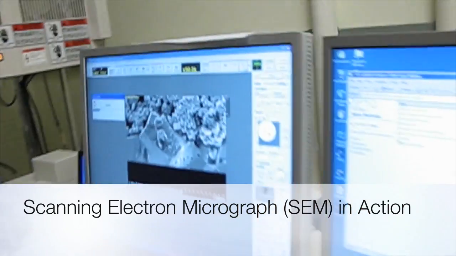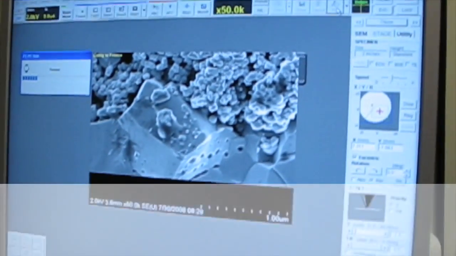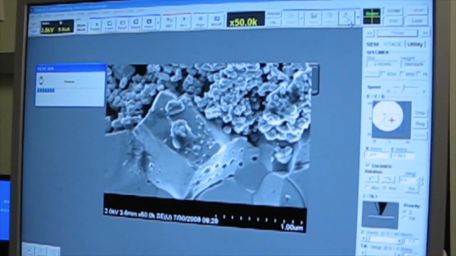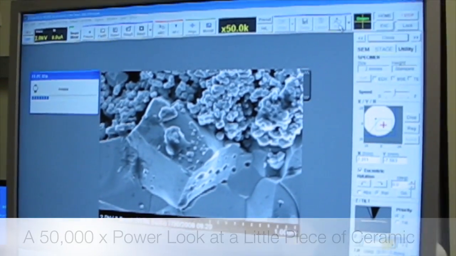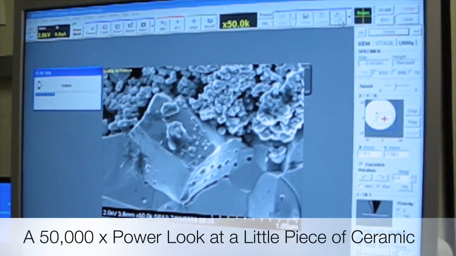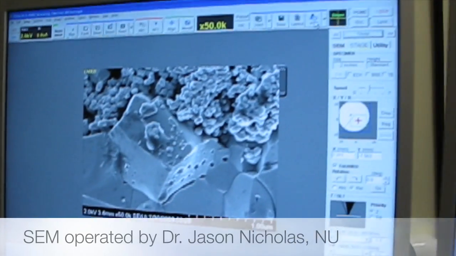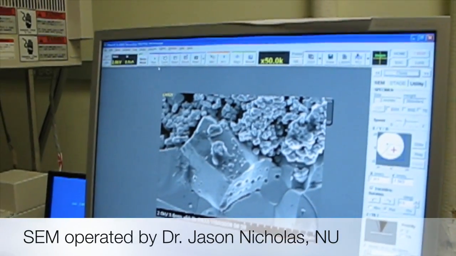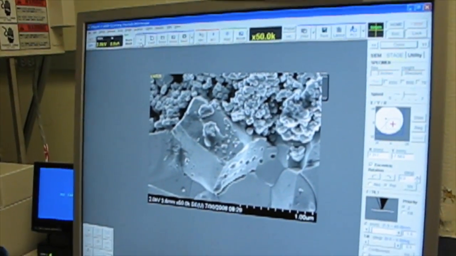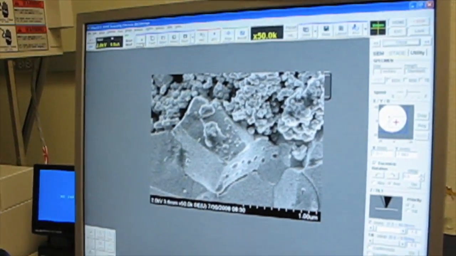This, operating a scanning electron microscope, taking a picture of some things that we've created out of ceramic. You notice how slow the picture is taking to update on the screen. That's because there's a trade-off between the speed that you image something and the resolution.